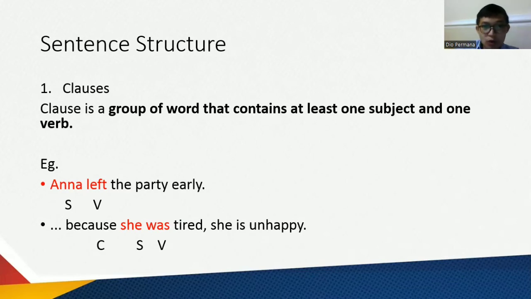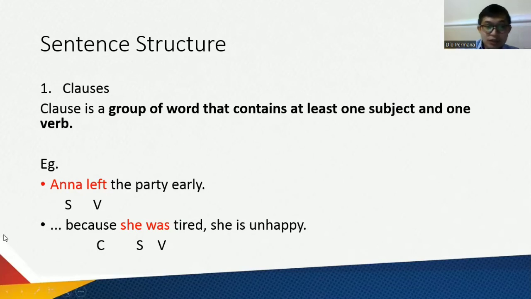A clause is a group of words that contains at least one subject and one verb. For example, as you can see, "Anna left the party early." This is one clause, one sentence, one clause. But then we have "because she was tired, she is unhappy." And then we have the next clause. This is just an example, but I will explain it.